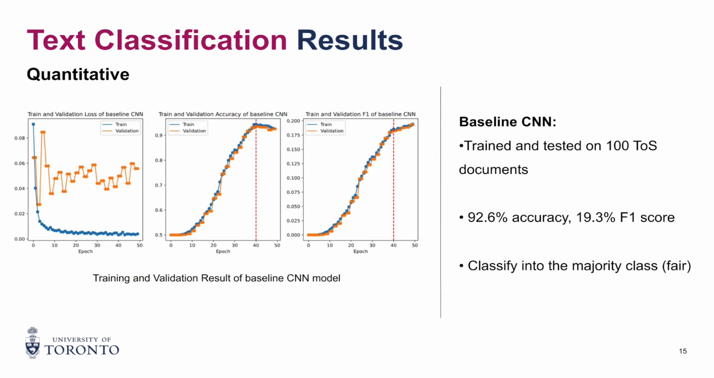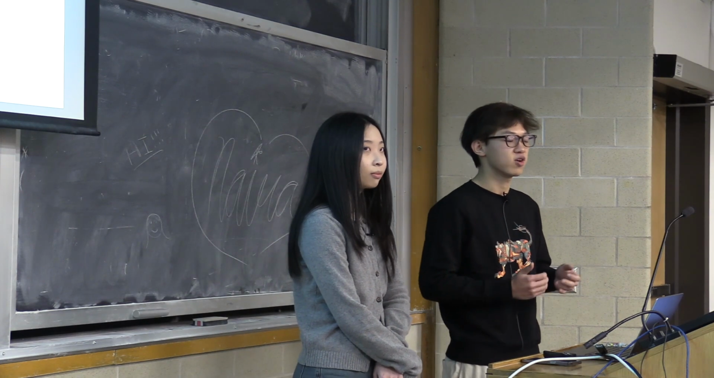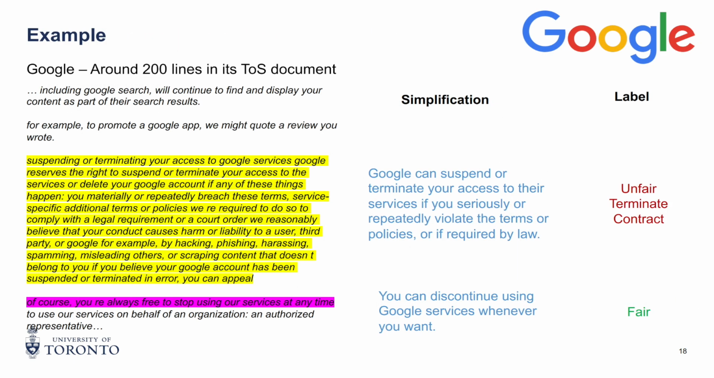We also trained a baseline CNN model for unfair classification, but it reached only a 20% F1 score, indicating that this model tends to classify samples into the most dominant class, which is the fair sentence in this case. In contrast, the fine-tuned GPT model reached 90% in both accuracy and F1, which outperforms the baseline model in both metrics. The high F1 means that it is more resistant to the imbalanced fair and unfair samples and is a better fit for real-world scenarios.